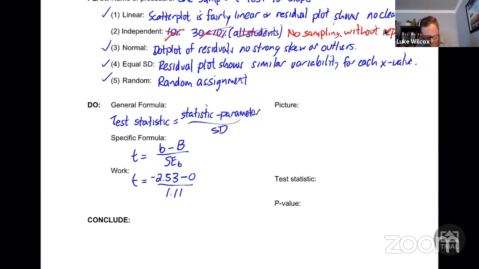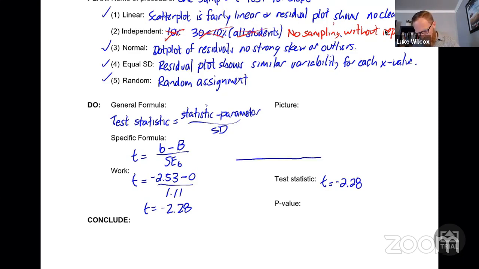And if you plug that into your calculator, you will get a t-test statistic of negative 2.28. So let's go ahead and record that as our test statistic, negative 2.28. We are 2.28 standard deviations or standard errors below the mean. Now for the picture, I'm going to give you two pictures here, the unstandardized as well as the standardized.